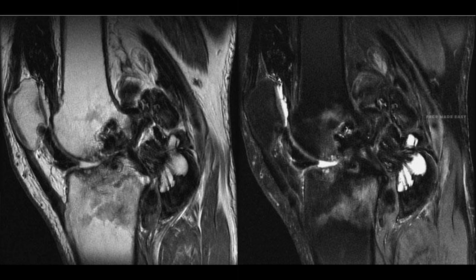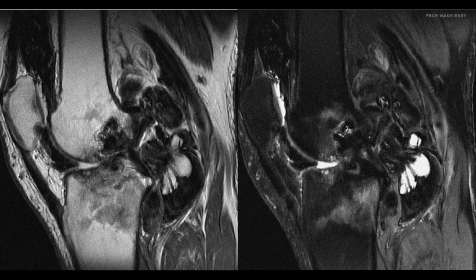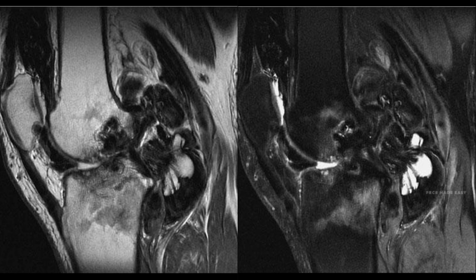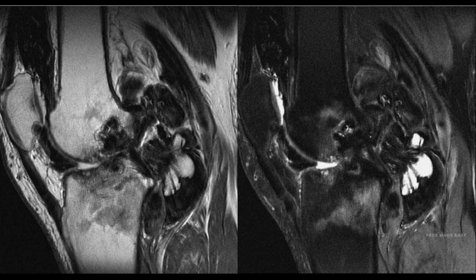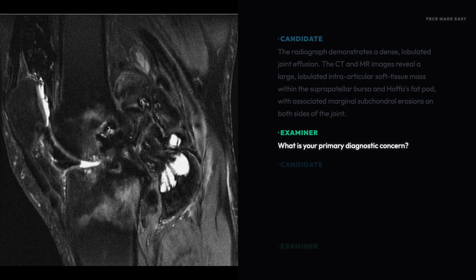The computed tomography and magnetic resonance images reveal a large, lobulated intra-articular soft tissue mass within the suprapatellar bursa and Hoffa's fat pad, with associated marginal subchondral erosions on both sides of the joint. What is your primary diagnostic concern?